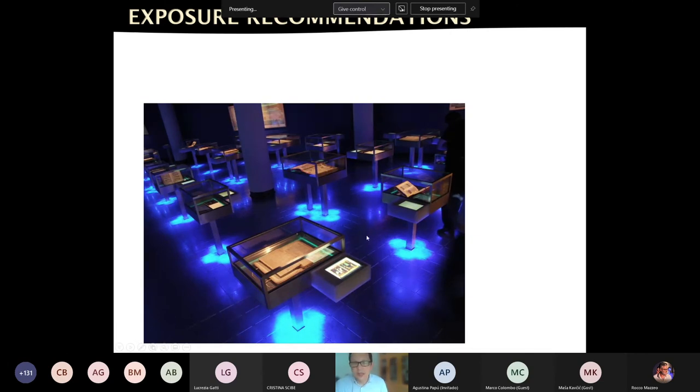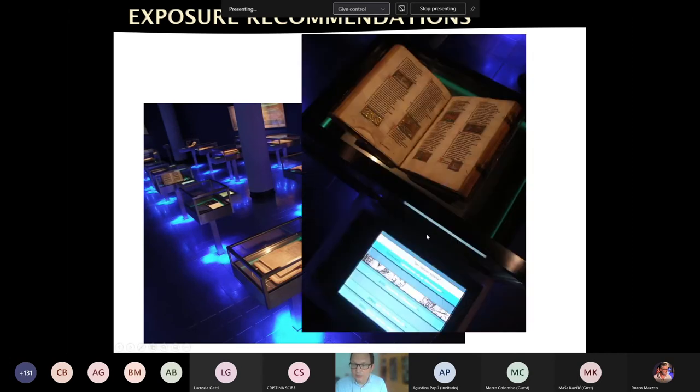Our eyes adapt to these low light conditions, and the objects are also presented on a touch screen, so you can scroll through pages even for some books and read the history of the object. You can look at photos of given areas of the page and increase them, but on a screen, so not much light is needed on the actual object.